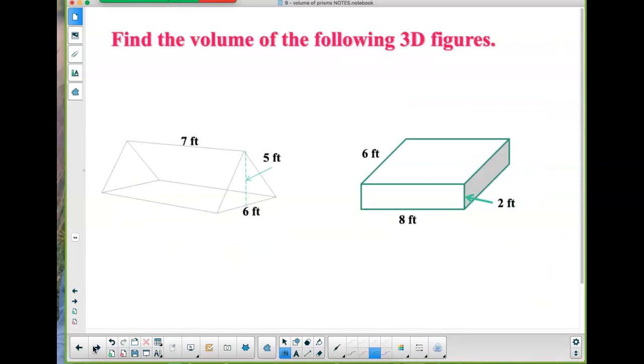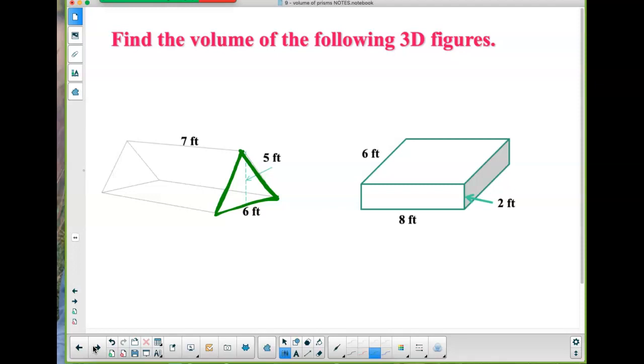Caleb? Triangular prism. So if I asked you to outline the base, if I asked you to trace the base, where is the base? Zachary? The triangle. Okay, this is the base. If this is the base, where's the height? Which number on that prism is the height?